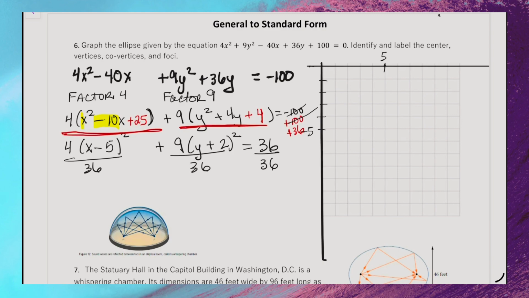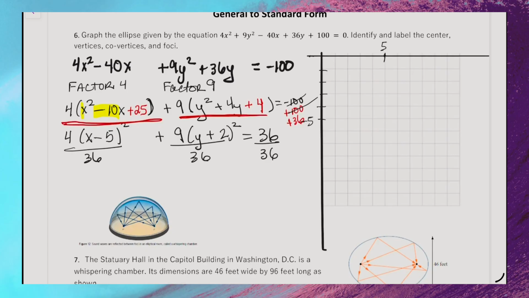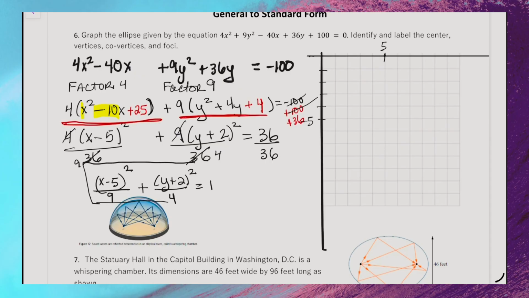Okay, now here's what I have. I have x minus 5 squared over, and when I simplify this, it'll be over a 9. Next piece, I have y plus 2 squared, and when I simplify those, this will be over 4, and it's equal to 1. There is the equation in standard form.